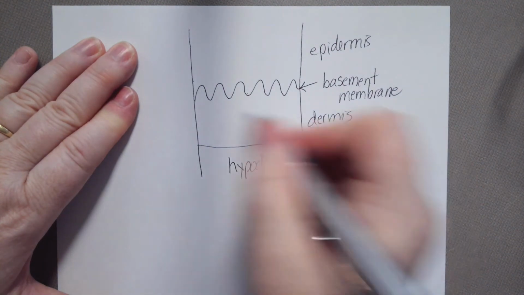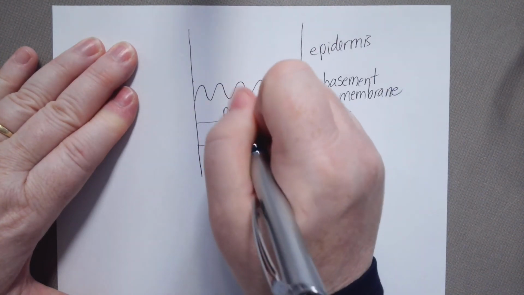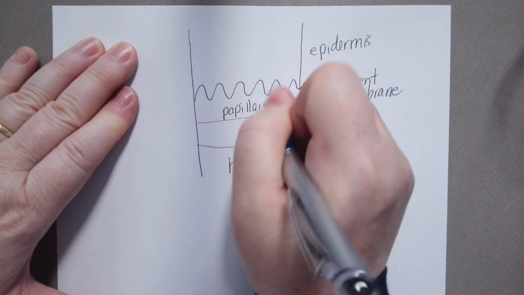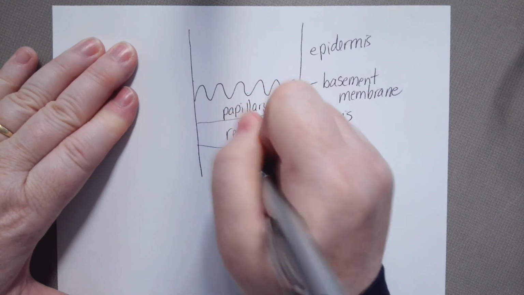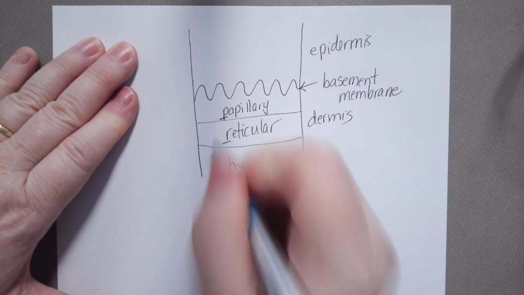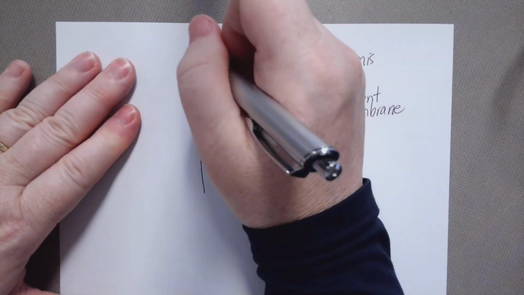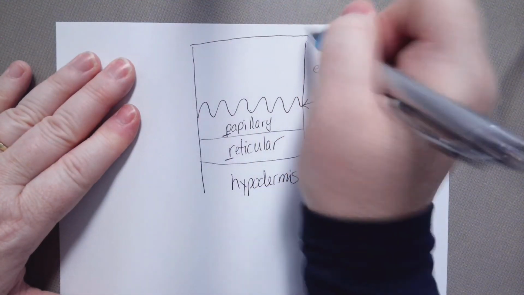Okay, the dermis is divided into two layers: the papillary dermis and the reticular dermis. So I just remember they start with P and R, so for those it's in alphabetical order. Okay, now let's go to the top of the skin.